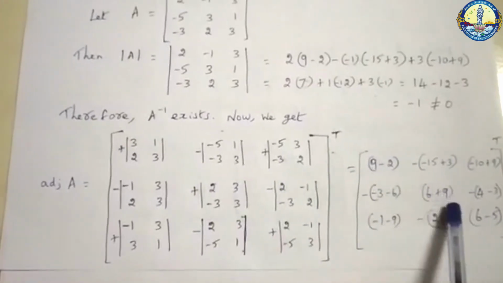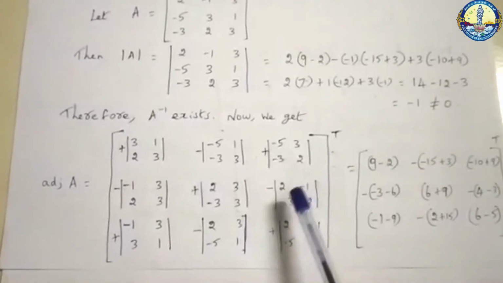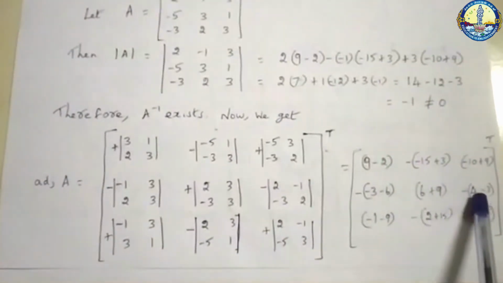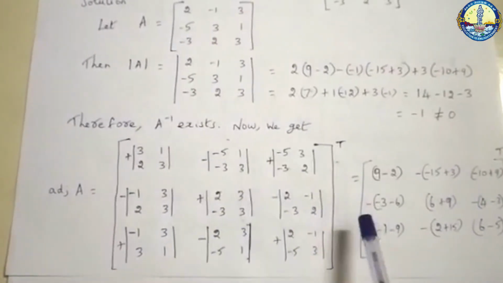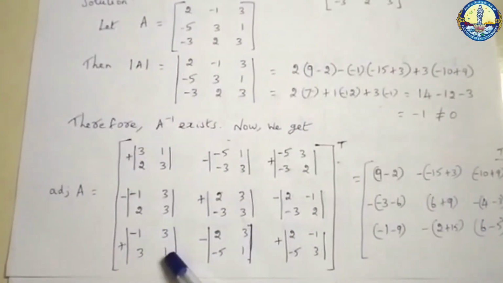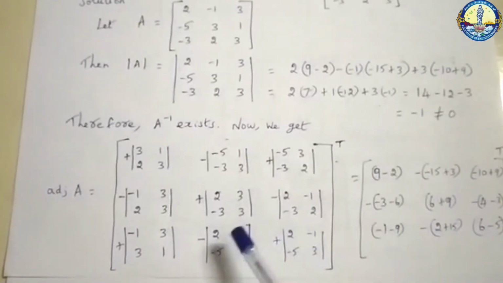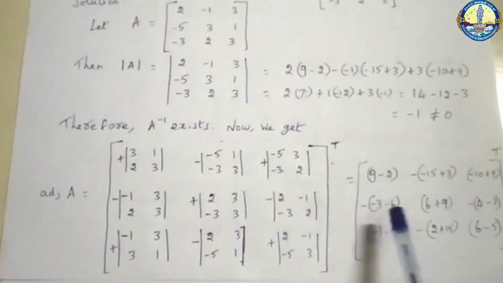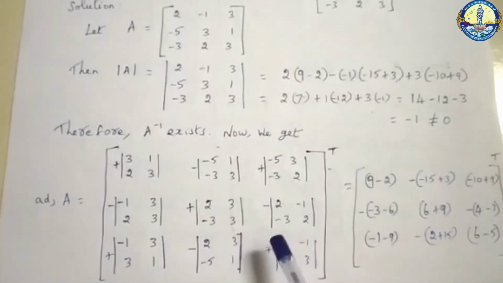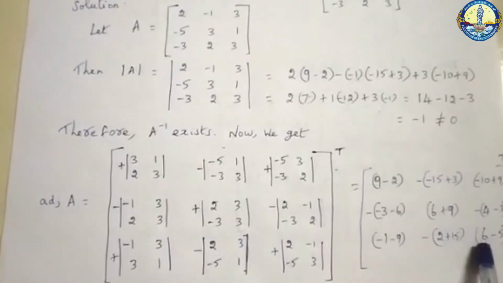Minus into 2 2s are 4, 3 1s are 3, 4 minus 3 gives minus 1; I will put minus 3 here. Minus 1 into 3 3s are 9, minus 9; again put the minus sign. 2 1s are 2, 5 3s are 15, minus 15, so I put plus 15. So 2 3s are 6, 5 1s are 5, 6 minus 5, minus 5.